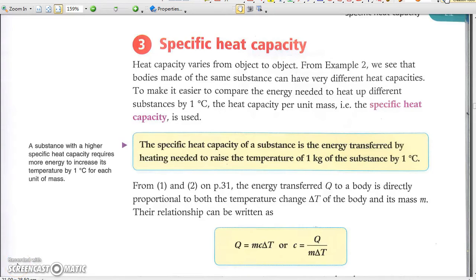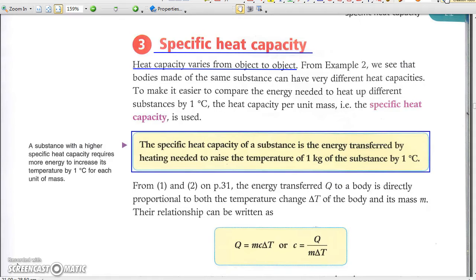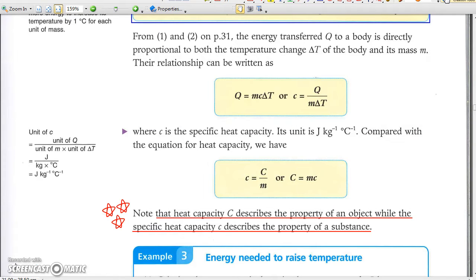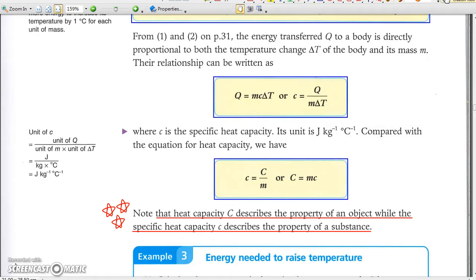3. Specific heat capacity. For a pure substance such as water, we would rather talk about its heat capacity per unit mass, and we call it specific heat capacity. It is the energy change of 1 kilogram of the substance per degree Celsius change in temperature. Therefore, specific heat capacity, small letter c, equals heat capacity, capital letter C, over mass m. So, Q equals mc delta T, or C equals Q over m delta T.